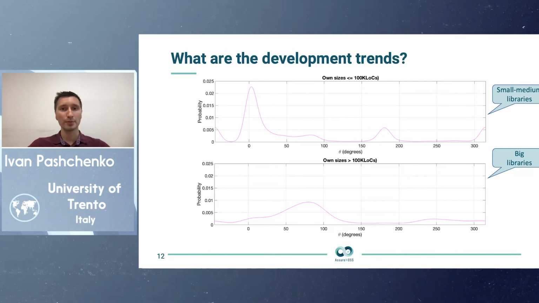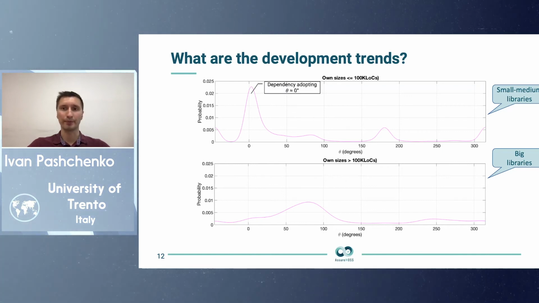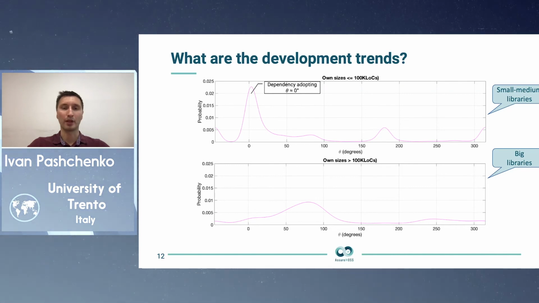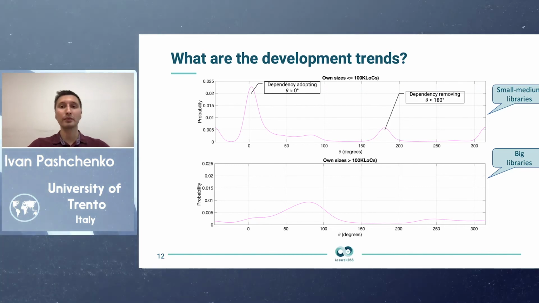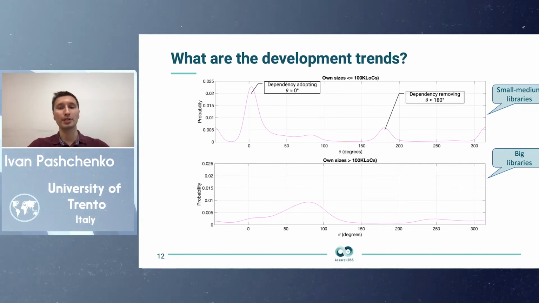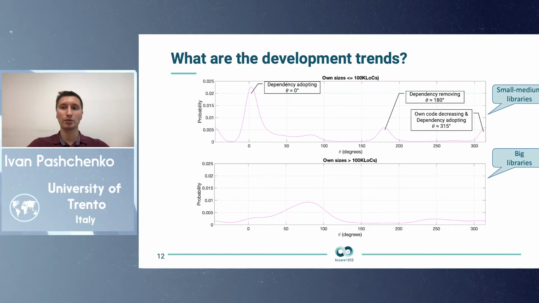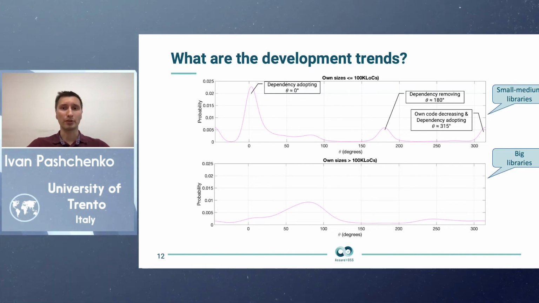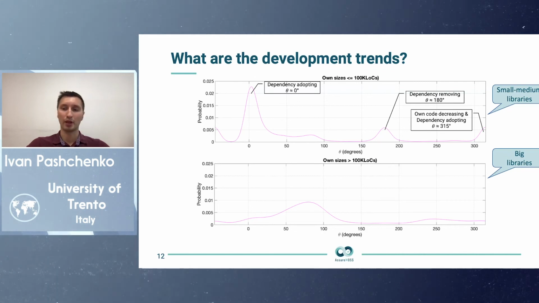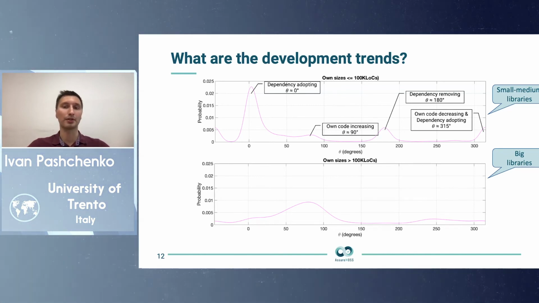If we look at the top plot for the small, medium libraries, we can see the high peak around theta equals 0 degrees. So this means that developers of many small, medium libraries in our sample preferred to adopt new dependencies. The next peak is around 180 degrees. This likely corresponds to the situation when developers removed some of their dependencies. For example, they could have done it due to the presence of security vulnerabilities introduced by these dependencies. Then we observe another peak around theta equals 315 degrees. So developers of small medium libraries also substituted some functionality in their own code with the functionality coming from software dependencies. And a small fraction of libraries actually decrease their own code, which is represented by a small peak around theta equals 90 degrees.